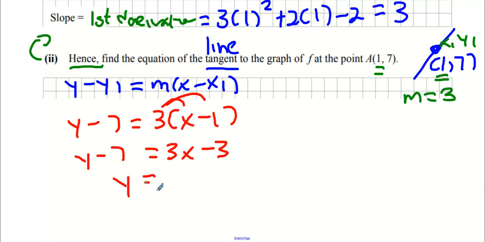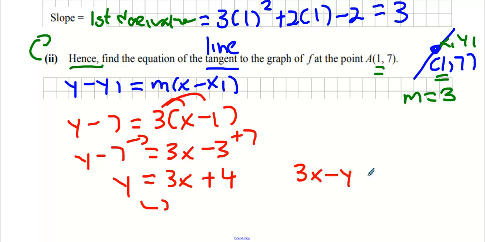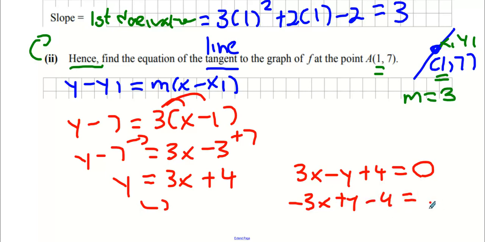You could present it as y equals 3x, bring the 7 over, and it becomes plus 7 minus 3 plus 7 plus 4. You could present it as y equals 3x plus 4, or you could bring it all over one side and say that 3x minus y plus 4 equals 0. Also acceptable is the minus version of that answer, which is minus 3x plus y minus 4 equals 0.